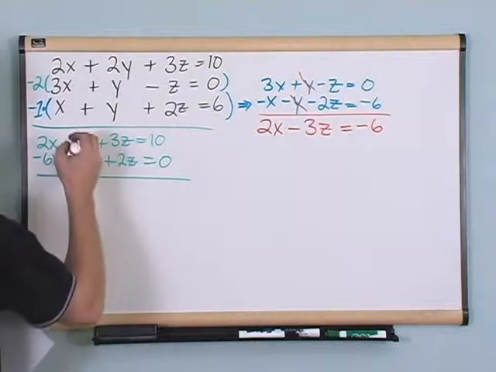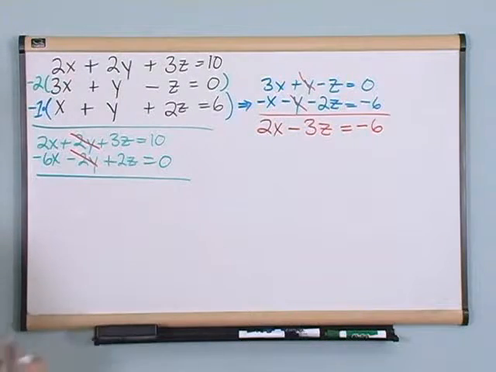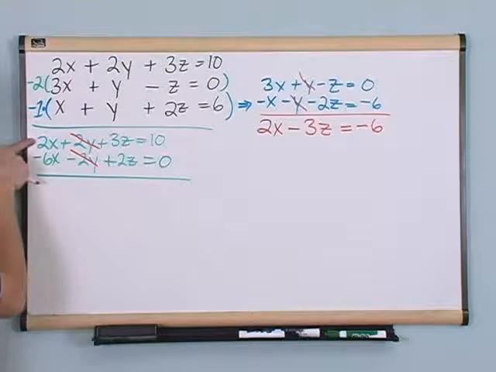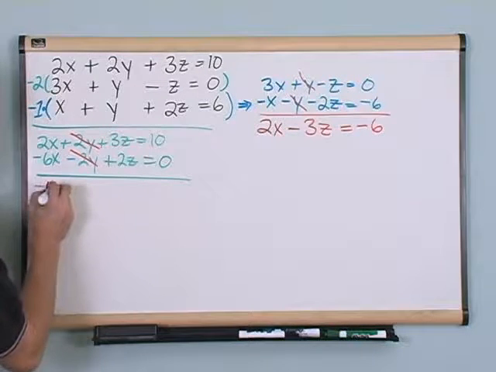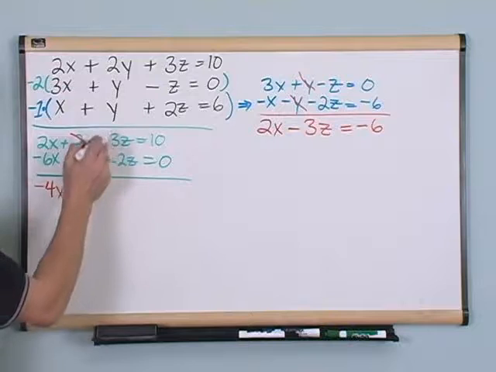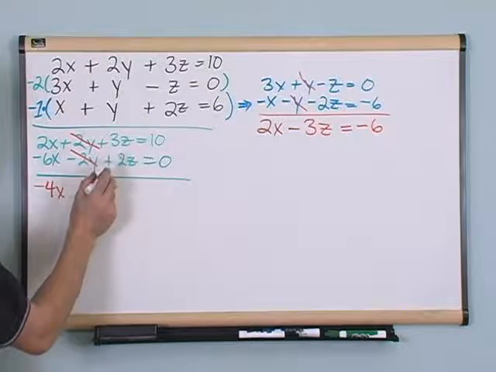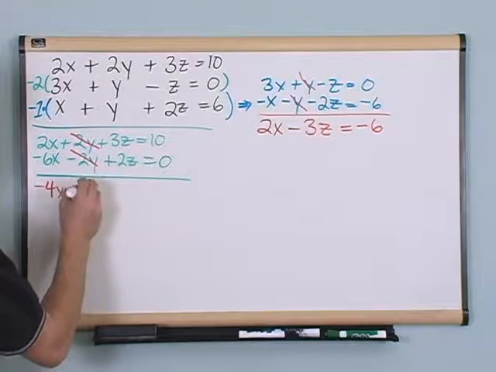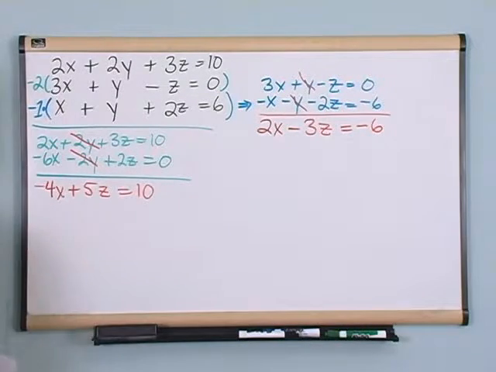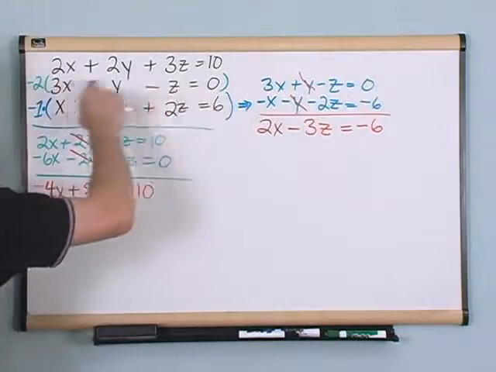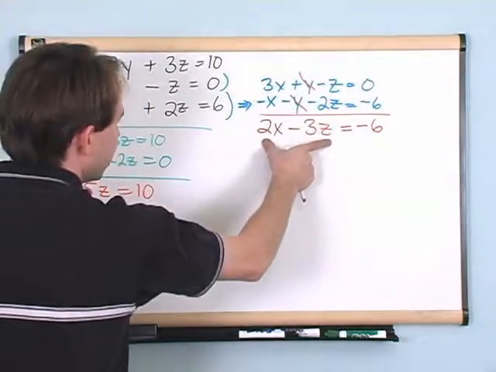I know that the 2y is going to cancel with the -2y. That's why I did it in the first place. 2x plus a -6x is -4x. Okay? 3z plus 2z is 5z equals 10 plus 0 is 10. I have succeeded in what I tried to do. I eliminated y from this pair of equations to get an equation in x and z.